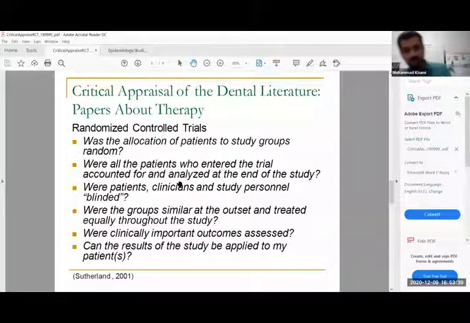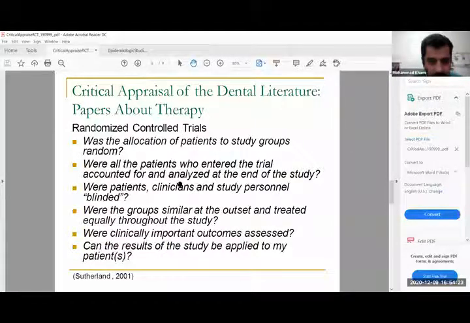The third item is about blinding, where patients, clinicians, and study personnel are blinded or not. We should notice that in some clinical trials it is not possible to do blinding, and we cannot expect, for example, the clinician to be blinded, especially when we are doing a clinical trial regarding 2 technical procedures. So the clinician cannot be blinded because he or she knows which procedure is being done. So we should have some realistic expectation here. But if it is possible to do blinding, then it can add to the validity of the results.